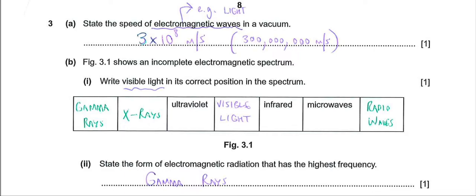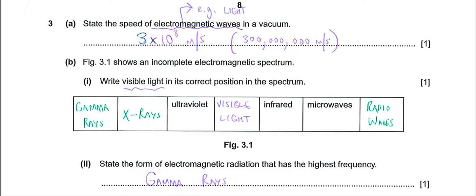Let's go for it. First question, 1 mark, state the speed of electromagnetic waves in a vacuum. Now, you may be surprised by this. This is a question that a lot of students get wrong. Maybe because they misread it, or maybe they forget what an electromagnetic wave is. Well, when we're talking about the speed of electromagnetic waves, we're simply talking about the speed of light. Okay, because light is an electromagnetic wave.